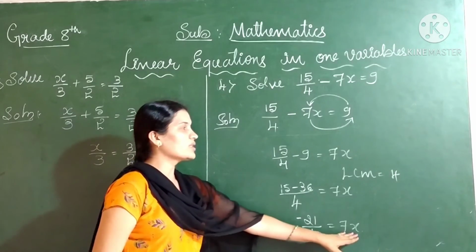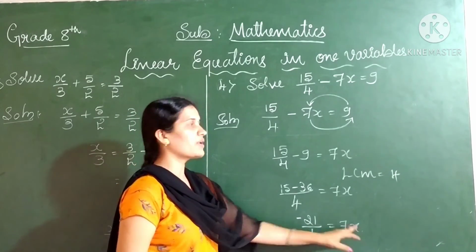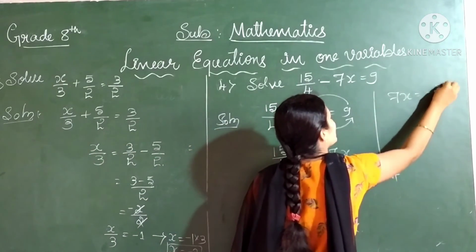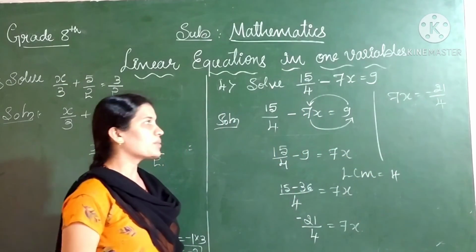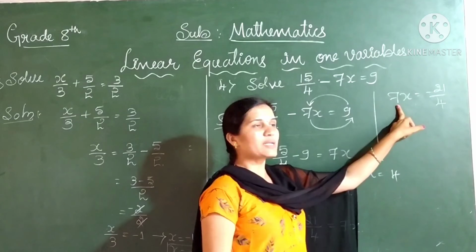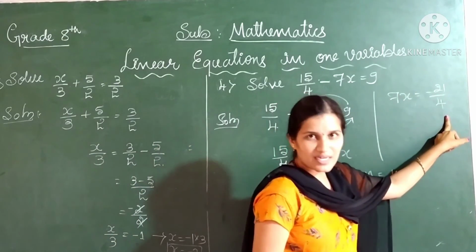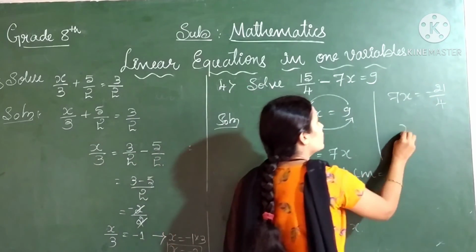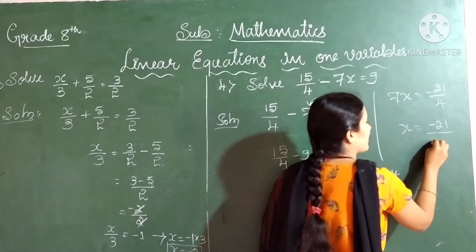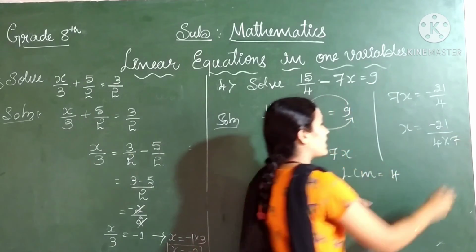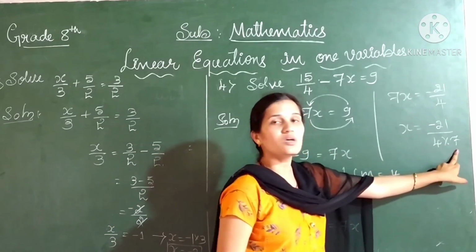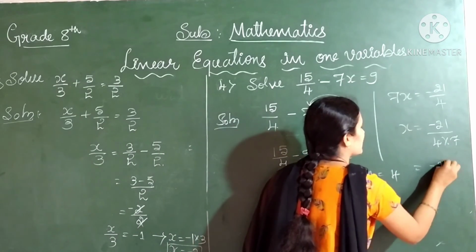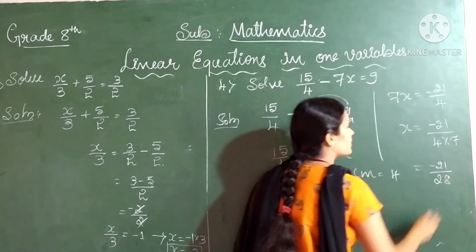But we need only the value of x here. What do we need? Only the value of x. So what happens? We have to take it as 7x is equal to minus 21 by 4. Okay? Minus 21 by 4. Here 7 multiplication is there. If we transfer this to the right hand side, it will become division. So x is equal to minus 21 divided by 4 into 7. Here multiplication is there, so it comes to the downside. So division form: 4 sevens are 28. So minus 21 divided by 28.